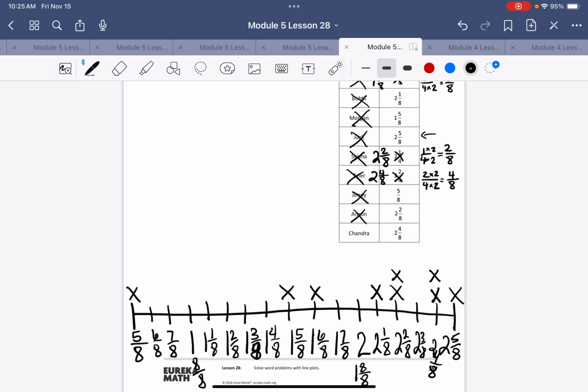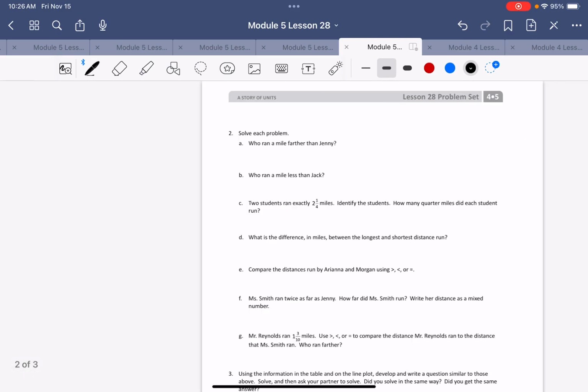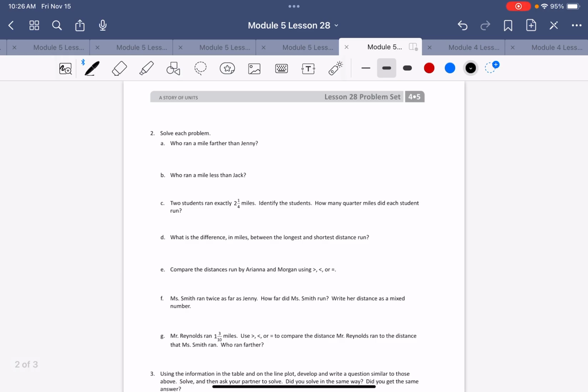The last one is Chandra. Chandra has 2 4/8. So I find my 2 4/8. It already has 2 X's there, so I put a third X on top of it. And then I cross out Chandra. Now my line plot is complete, so I can use my line plot to help answer questions. So I want you to turn the page. We're going to do an example.